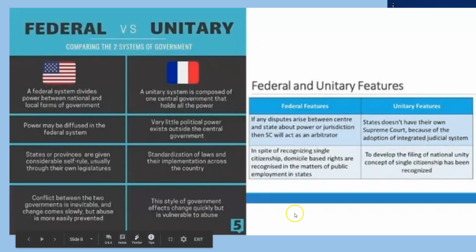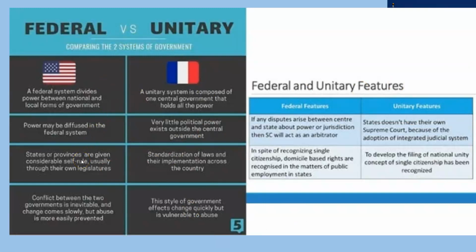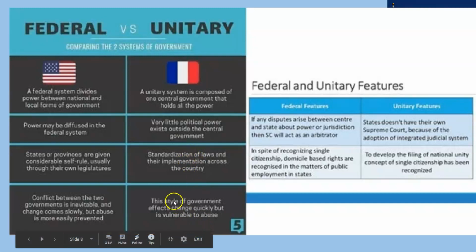This is a good diagram showing the difference between federal and unitary governments. So in a unitary government, there's a standardization of laws across the entire country, like France here. An example in the United States is the legalization of marijuana. It's legal in some states, not legal in others. But in France, if there was a law to legalize marijuana, it would apply to the entire country. That's why it can change quickly, because it applies to the whole country.